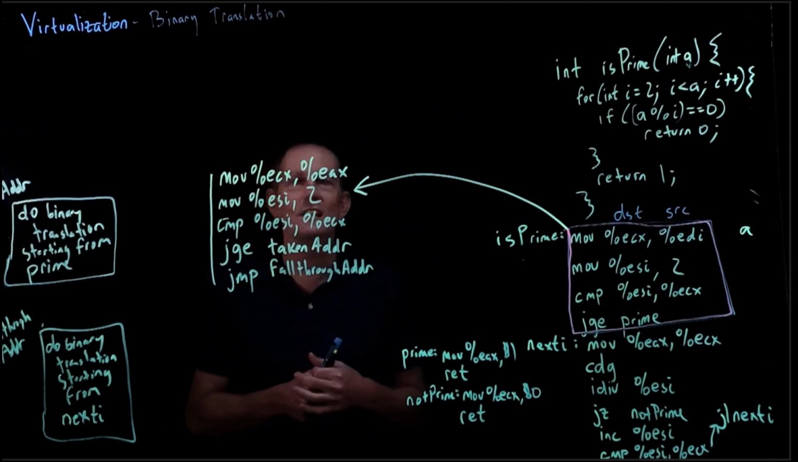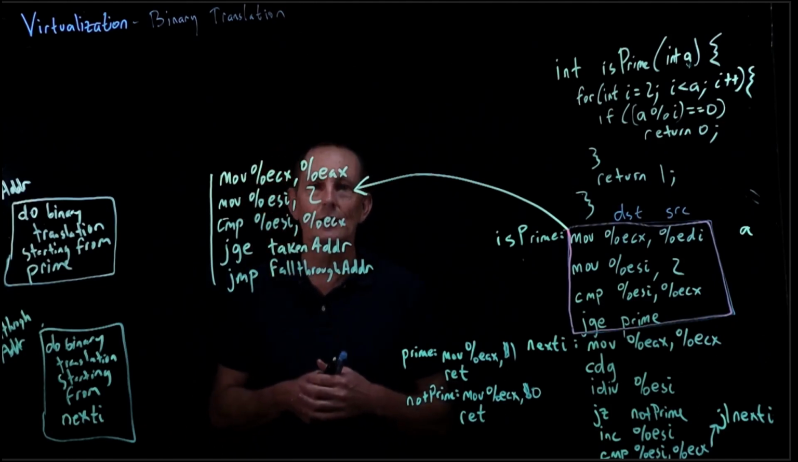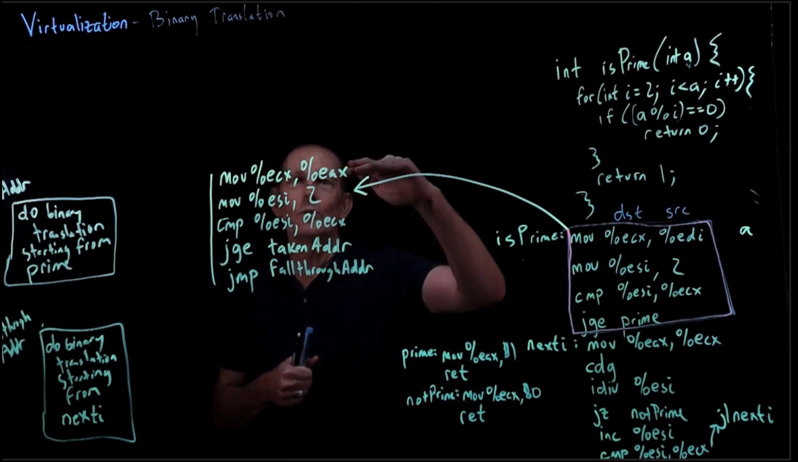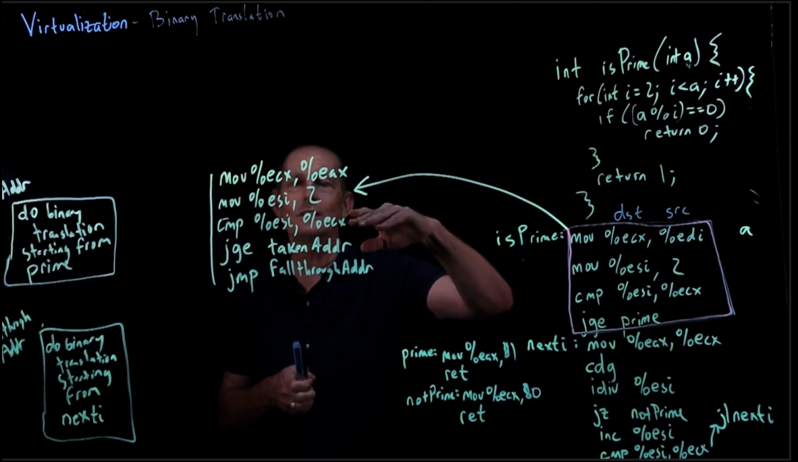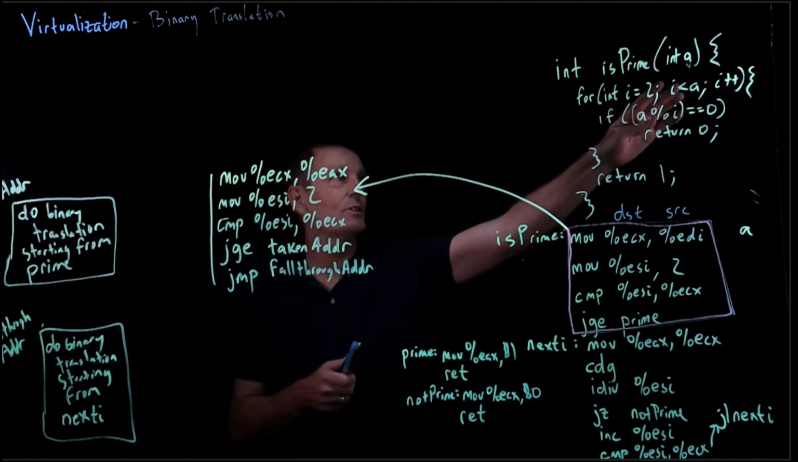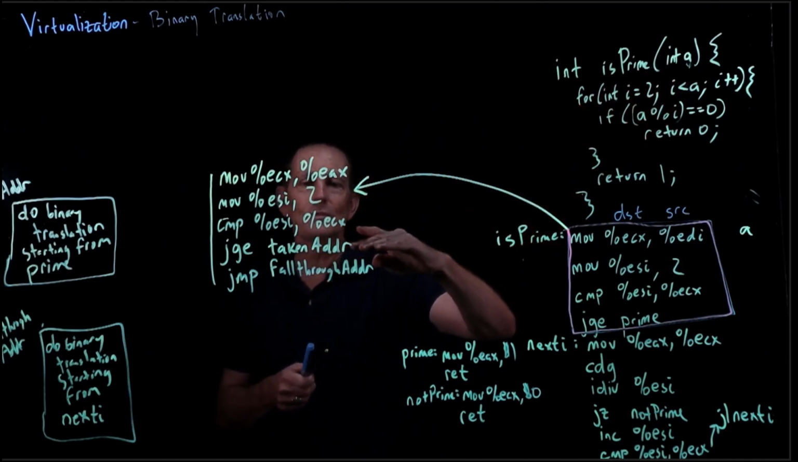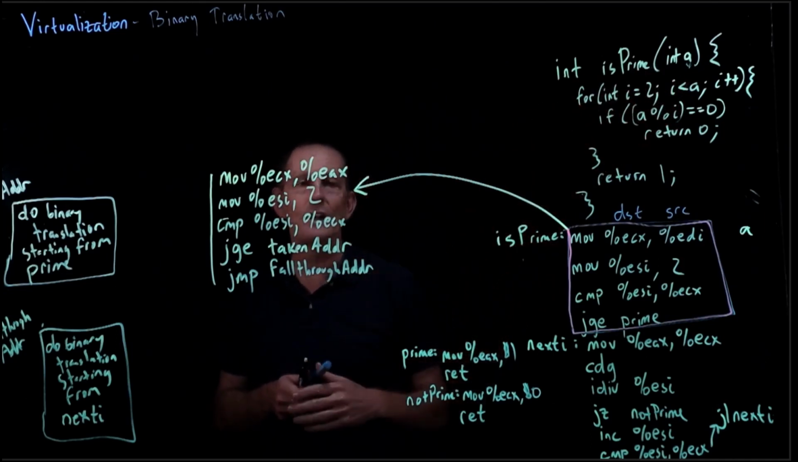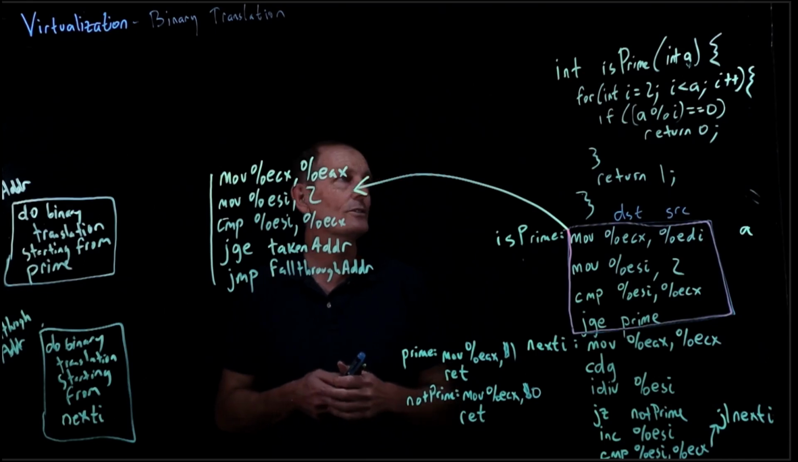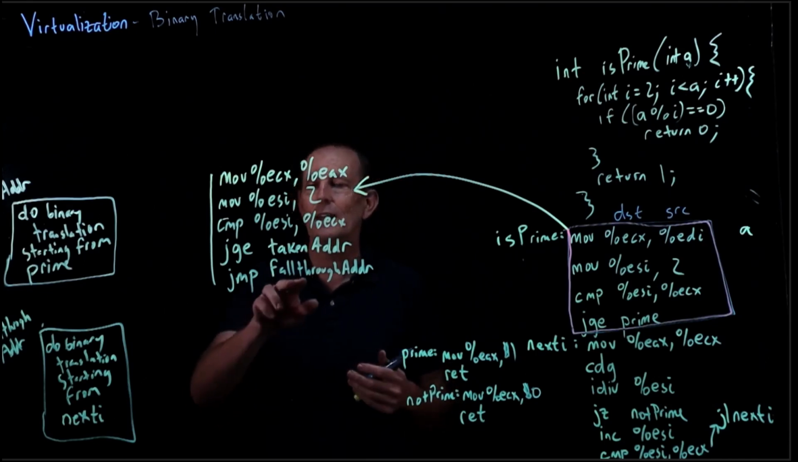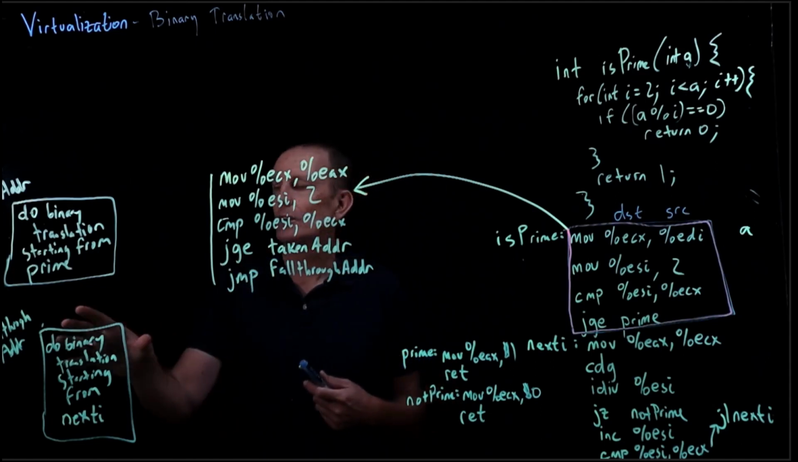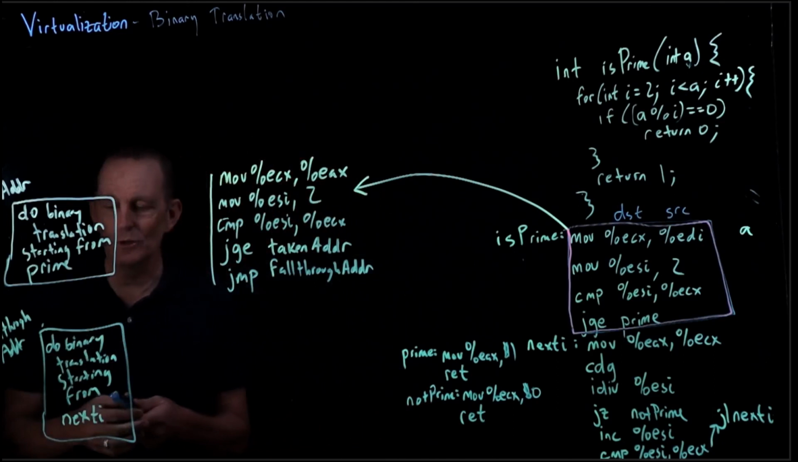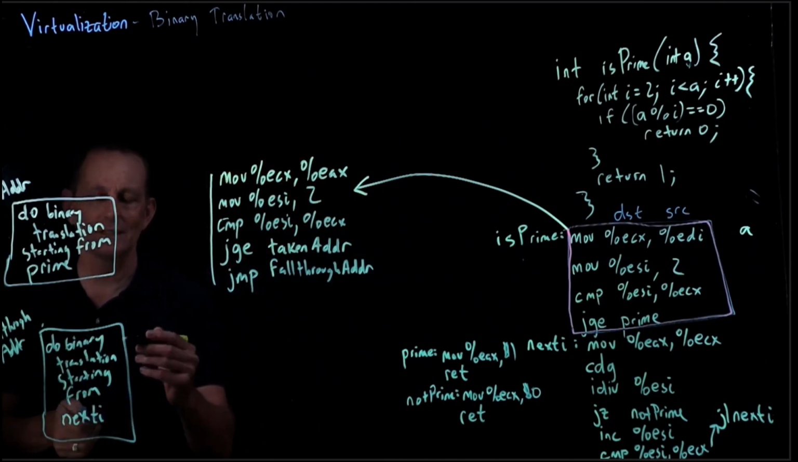And then, once we've done the translation, what do we do? We start executing it. So we go ahead and move ECX into EAX, we move ESI into 2, we compare ESI to ECX, and then, depending on what the value of A is, we're going to either jump to prime or we're going to fall through to not prime. Let's say A was 3, then in that case, we are going to jump to the fall-through address. That is going to cause us now to make a call. So do binary translation starting from next I.